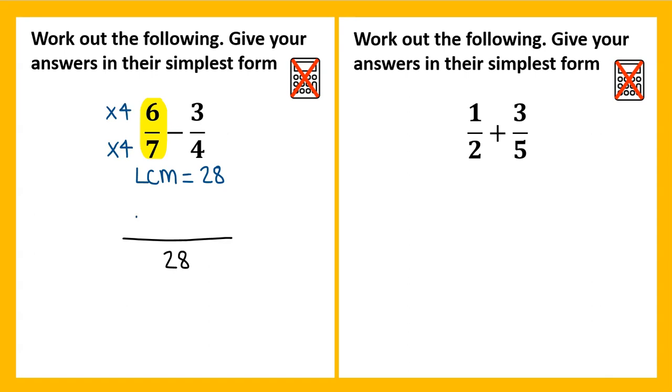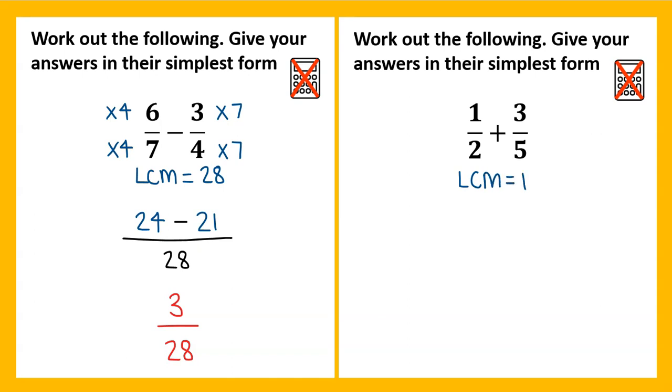4 times 6 is 24, and for the second fraction, we'll need to multiply the denominator of 4 by 7, so multiplying the 3 by 7 will give us 21, and 24 minus 21 is 3 over 28. For the second question, our lowest common multiple will be 10. Multiplying 2 by 5 will give us 10. So 1 times 5 is 5.